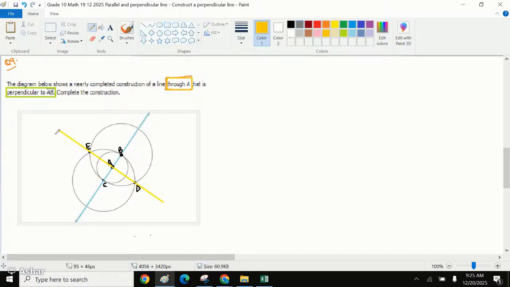So when we draw a line that is perpendicular to the line AB, and it is passing through this point A, that means this is labeled as a right angle over here. A right angle would always show a 90-degree angle. Okay, so this is our perpendicular line passing through A and perpendicular to AB. Let's look at a new question. Let's try a new question.